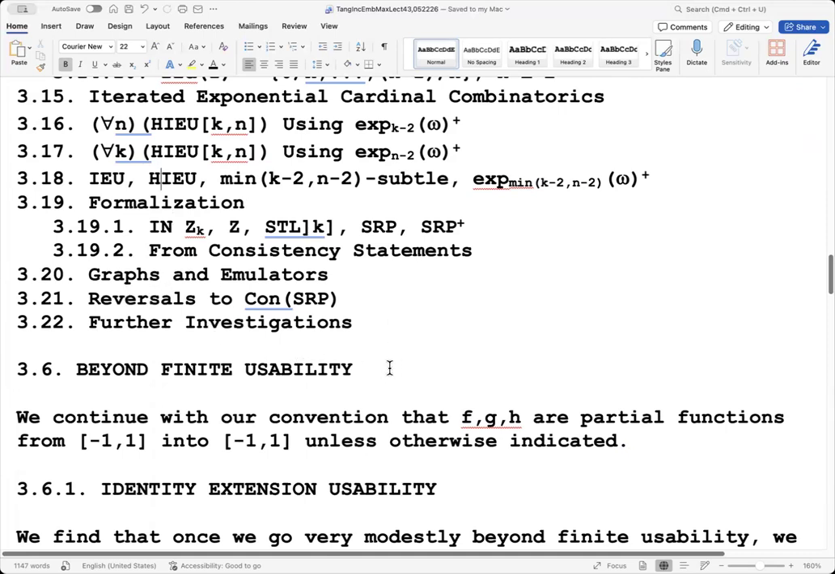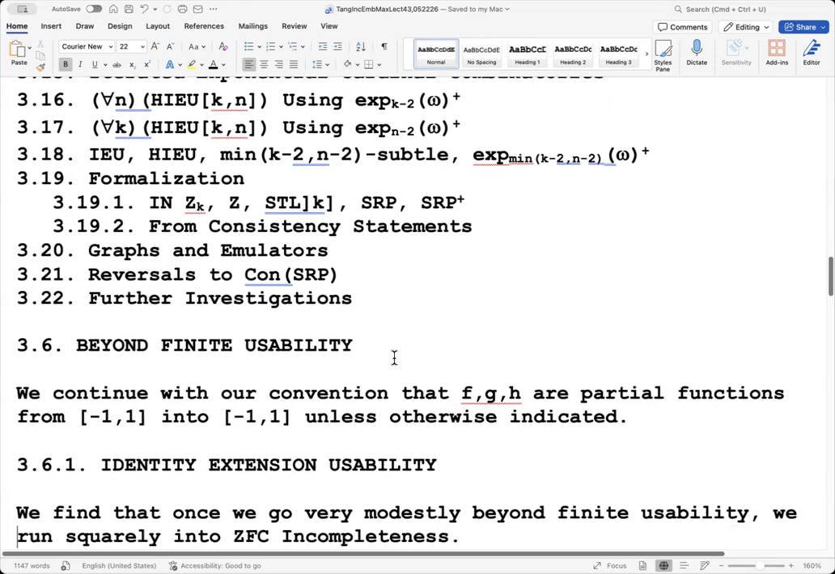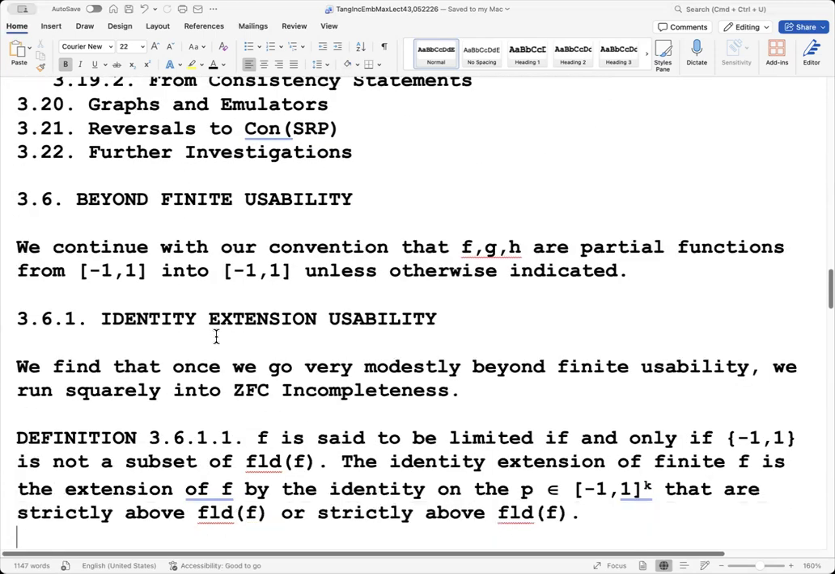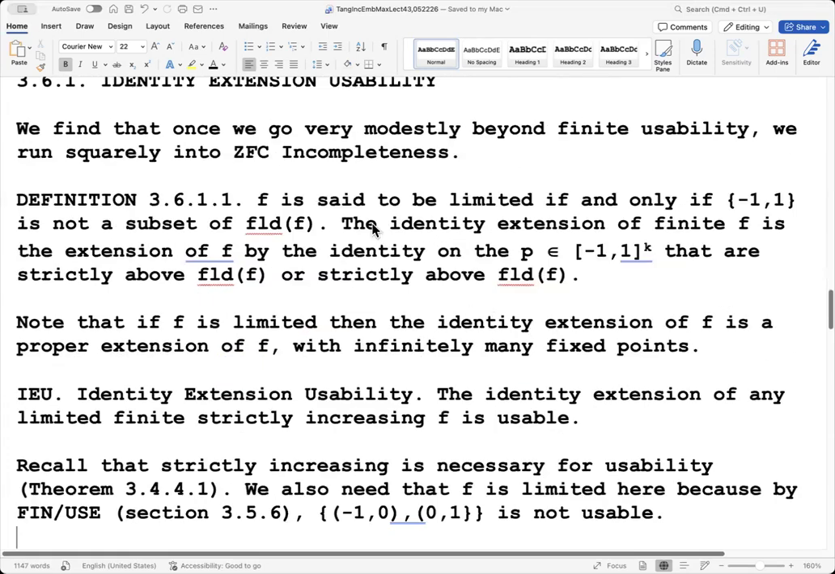All right, fine. So let me just jump into 3.6 because this has changed. The official lead statements of this subject have been changed many, many times. Okay, so here it is. Identity extension usability. So F is said to be limited if the endpoints are not both in the field. It's unlimited if the endpoints are in the field.